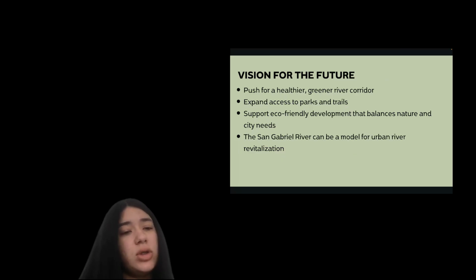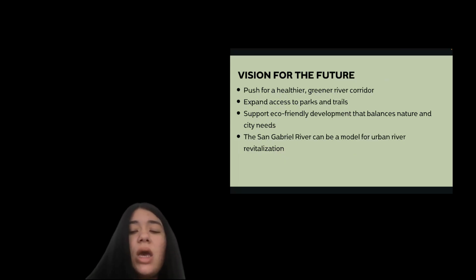Vision for the future: push for a healthier, greener river corridor, expand access to parks and trails, and support eco-friendly development that balances nature and city needs. The San Gabriel River can be a model for urban river revitalization.